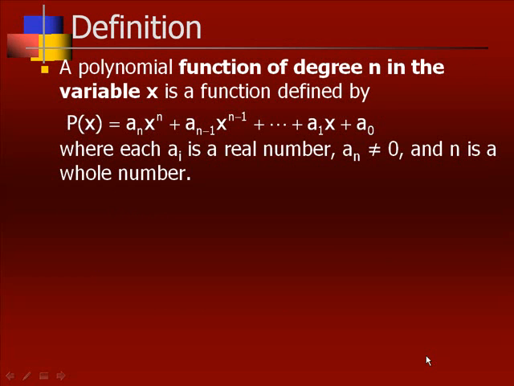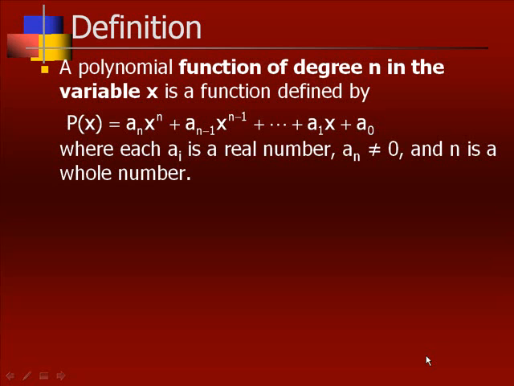A polynomial function of degree n in the variable x is a function defined by p of x equals a sub n x to the n plus a sub n minus 1 x to the n minus 1, and so on, all the way down to a sub 1 x plus a sub 0, where each a sub i is a real number, and a sub n is not equal to 0, and n is a whole number.